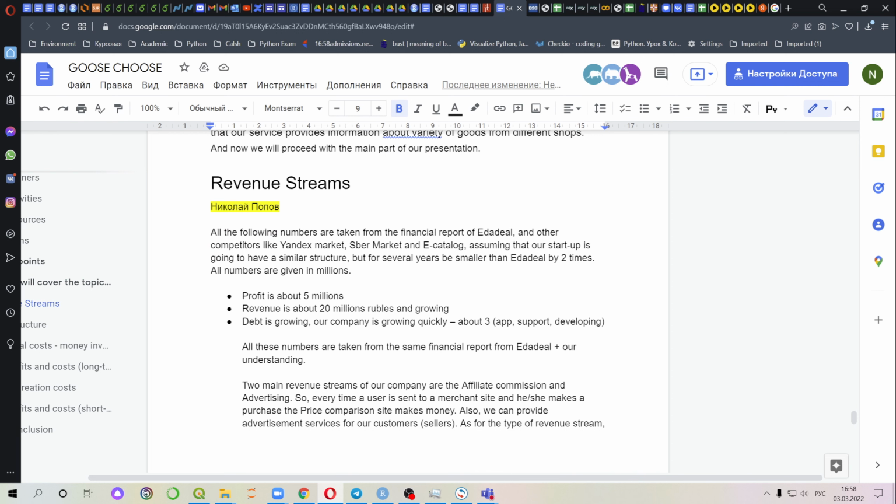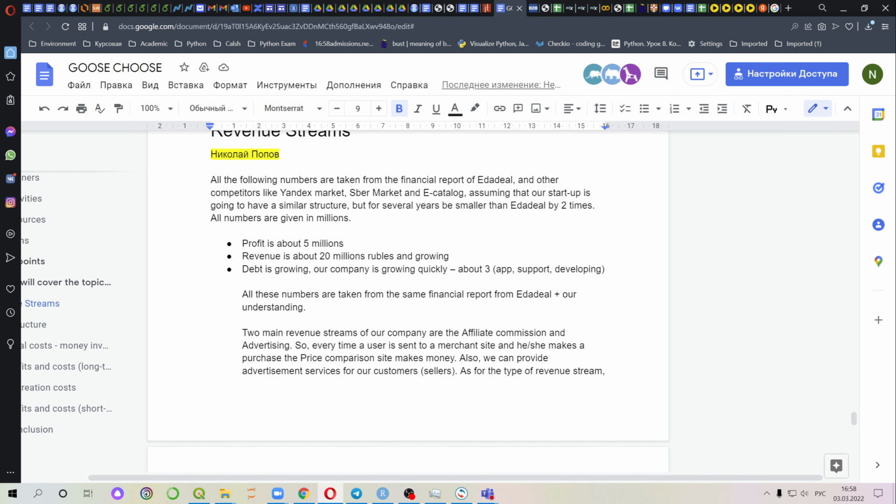Next slide, yes. So all the following numbers are taken from the financial report of Deal and other competitors like Yandex Market, Sbermarket, and Year Catalog, assuming that our startup is going to have a similar structure, but for several years it is going to be smaller than Deal, at least by 2 times. So all the following numbers are in millions. So we expect that profit will be about 5 millions.